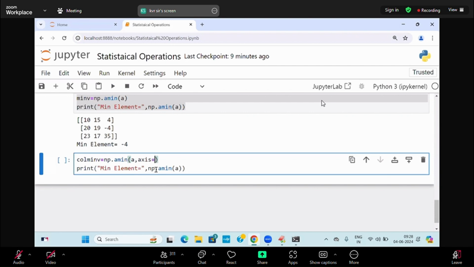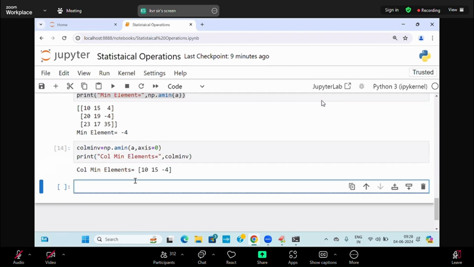Axis is equal to 0. Axis is equal to 0. Min element is equal to what? Column min elements is equal to np dot, of course, I'll write it, column. So here, say column min v. So you are going to get the column minimum values.